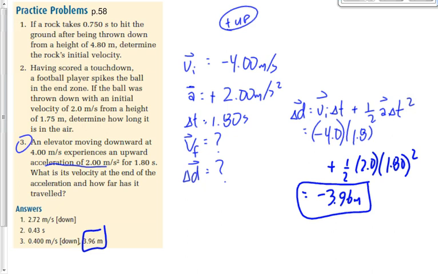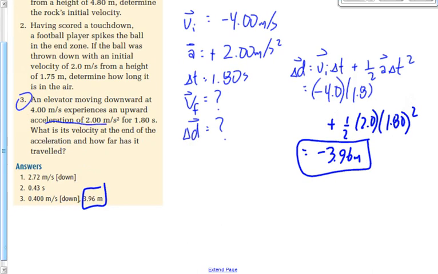Okay, we want to find Vf now. We've got a couple of options here. The thing that struck me is this one. Vf squared is equal to Vi squared plus 2AD. I have D now, so I can use that. Vf is the square root of Vi squared. That's 4.0 squared. Hey, why did I drop the negative there?